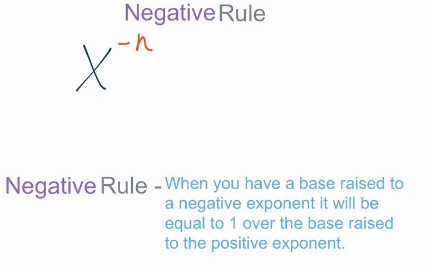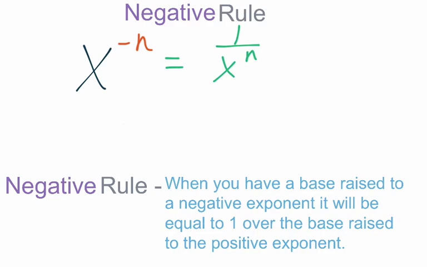So here's a little definition. Make sure you have it all the way down. It's a little long, but that's basically what we're looking at. The negative rule: when you have a base raised to a negative exponent, it will be equal to 1 over the base raised to the positive exponent, all right? So in this little algebraic example at the top, x to the negative n is equal to 1 over x to the positive n, just like that. That's how we deal with the negative exponent. So make sure you have that down.